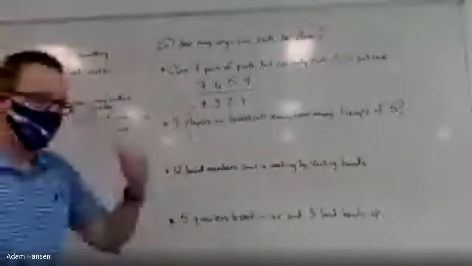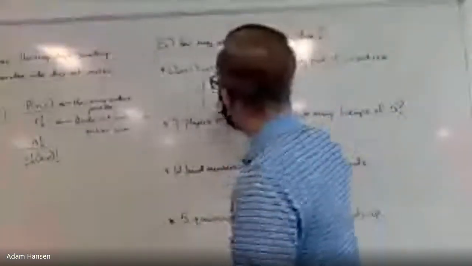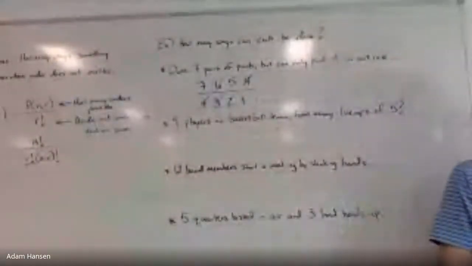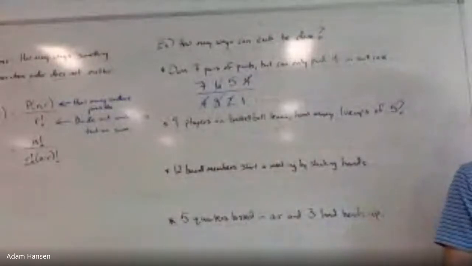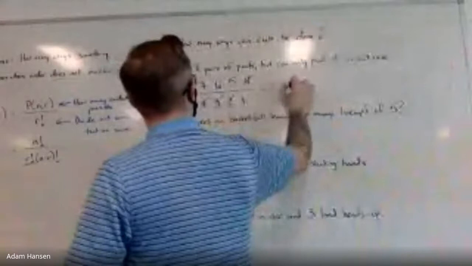How can I simplify this? What cancels out? 4 and 4. 3 and 2 don't cancel out 5. What's 2 times 3? 6. Can I cancel out 6? Oh, that's wild. What am I left with? 35 over 1, which is just 35.